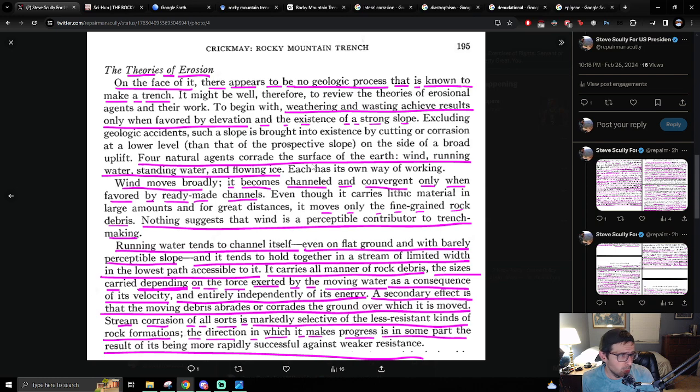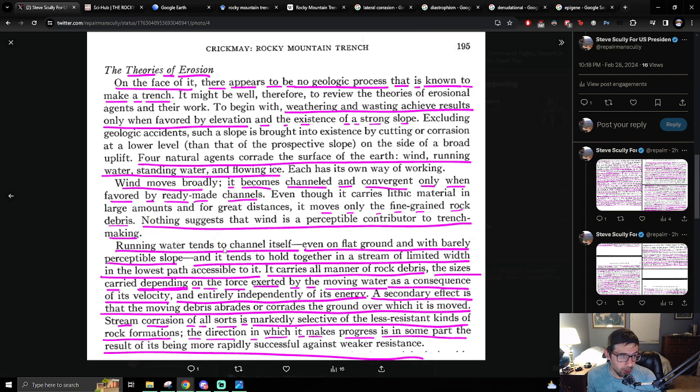Four natural agents corrode the surface of the earth. I guess corrode, some variant of corrode that's geological. Wind, running water, standing water, and flowing ice. Wind moves broadly. It becomes channeled and convergent only when favored by ready-made channels. Again, unless the currents are really strong and directed, I guess, then perhaps it can erode into the earth in ways that are not appreciated in what he's saying. It moves only the fine-grained rock debris. Nothing suggests that wind is a perceptible contributor to trench making. Certainly not this trench.